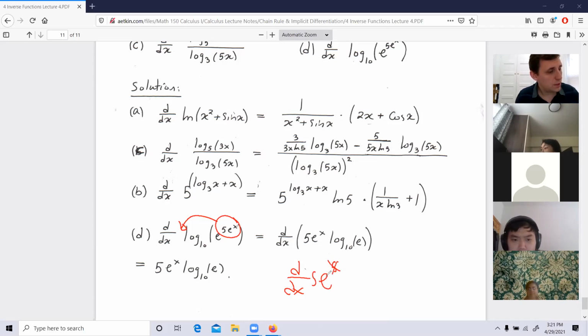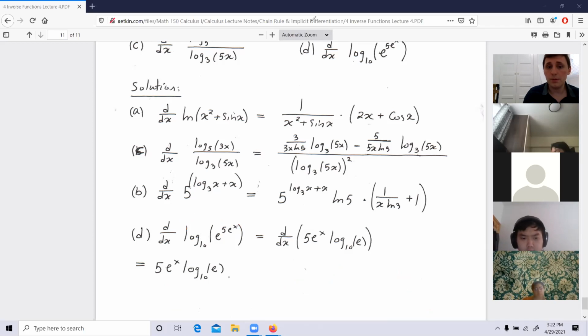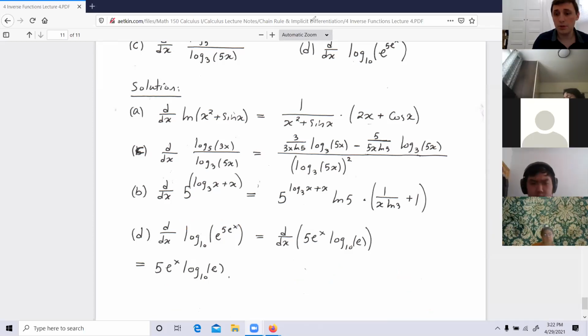Five e to the x log base 10 of e, and that is just a constant. Right, log base 10 of e is a constant, so it's just like the derivative of 5 to the x, so just 5 e to the x times log base 10 e, which is the same thing. It's equal to the same thing, guys. The derivative of this expression is equal to itself. Isn't that interesting?